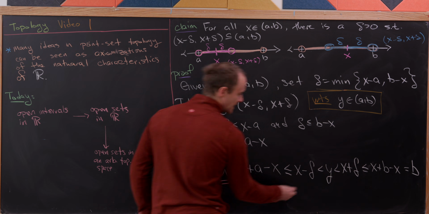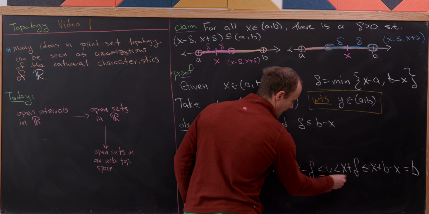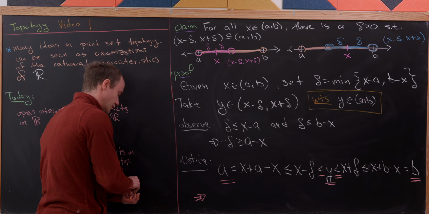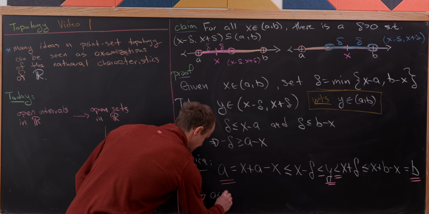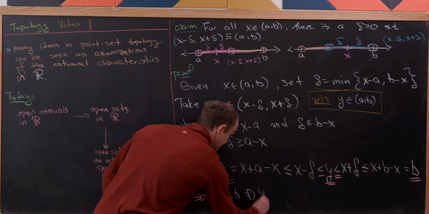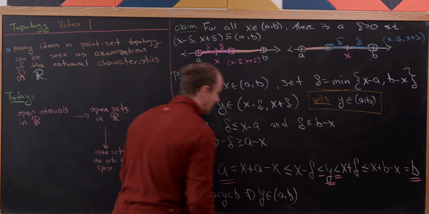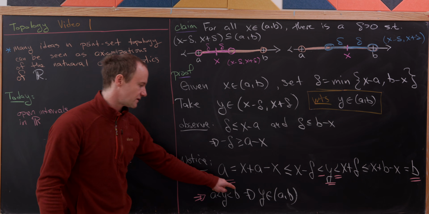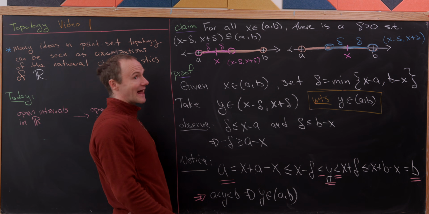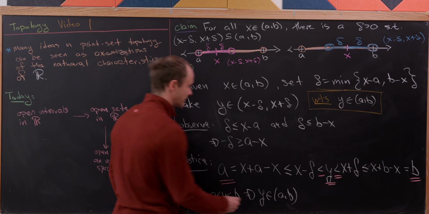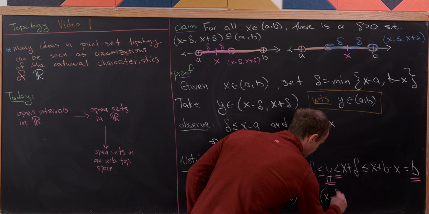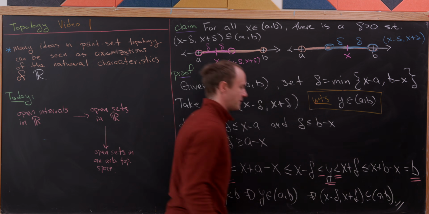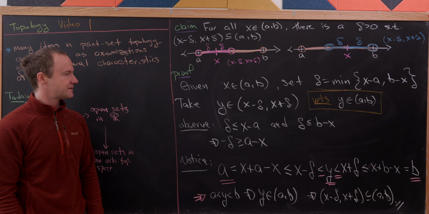We've got a is less than y, which in turn is less than b. So maybe cutting out the middle, if you will, you'll see that a is less than y, which is less than b, which is the condition we need for y to be inside of the interval from a to b. So if we started with an arbitrary element in this interval, and ended with that arbitrary element in our larger interval, then what that means is that x minus delta to x plus delta is in fact a subset of the interval from a to b. And we finished all that off.